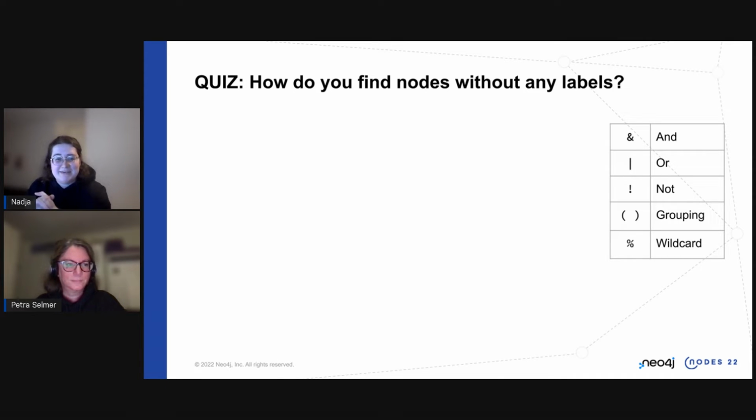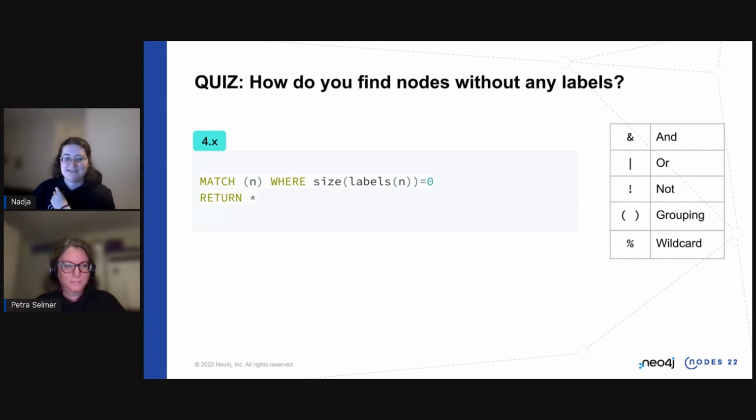I prepared a short quiz for you: how do you find nodes without any label? The way that you would have done this in 4.4 looks like this. You could use the labels function on a node that you match, and use the size function to get 0. But with this new functionality, you can use the wildcard, which would match a node with some label, and then invert it to get all nodes without any labels. And with that, I'm on my last slide, and I will hand over to Petra.